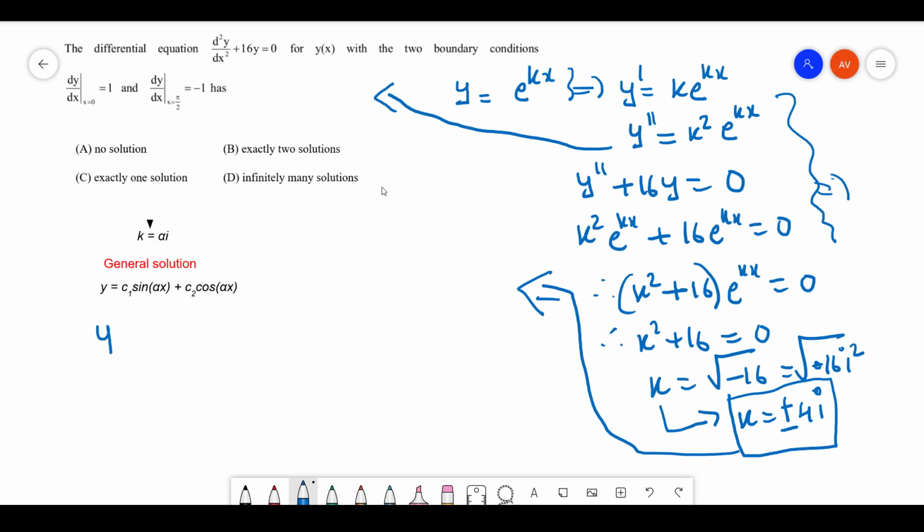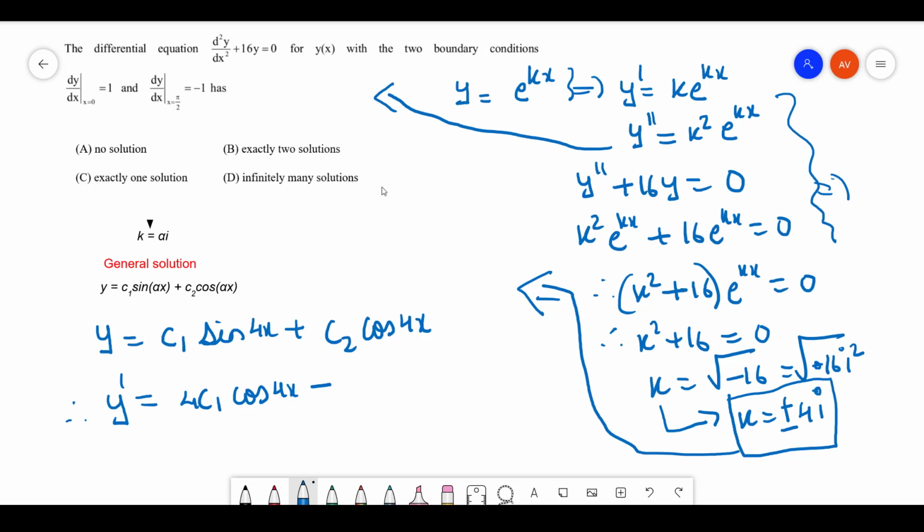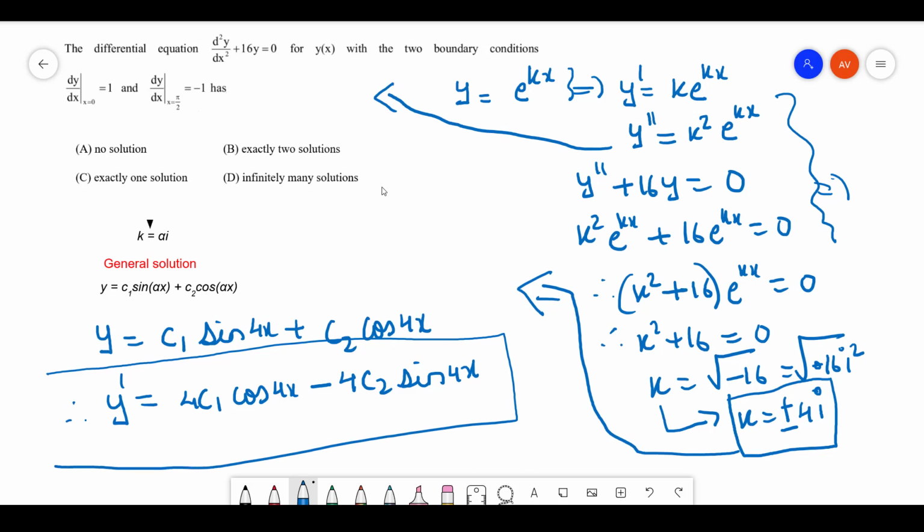Therefore your solution is going to be y is equal to c1 into sine of 4x plus c2 into cos of 4x. Therefore you can write your y dash, that is dy by dx, as 4c1 cos 4x minus 4c2 sine 4x. Now we are going to use this particular form because all of your boundary conditions are in terms of y dash.